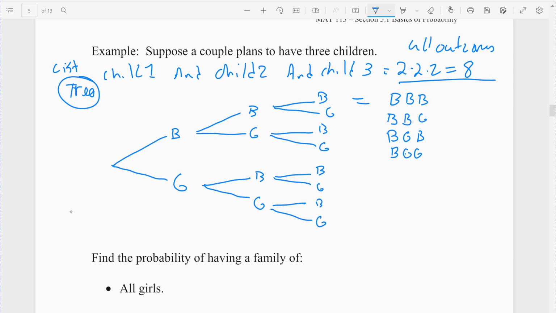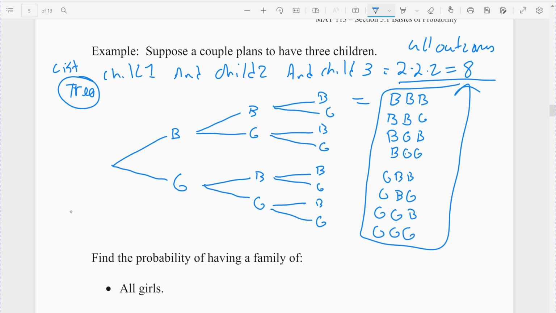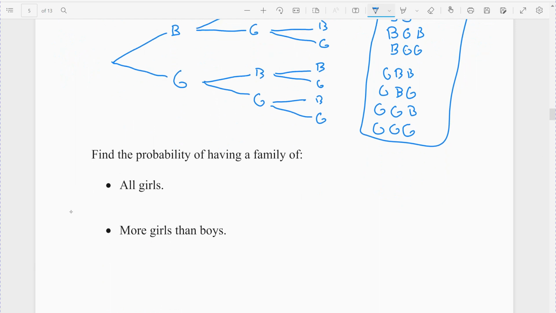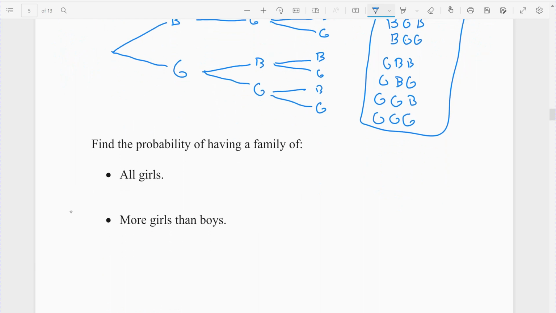And so again, you read down the branches. So girl, boy, boy, girl, boy, girl, girl, girl, boy, and then all girls. And if you count them out, there are 8 total outcomes. All right, depending on which order you have the child in. The order matters, right? Because it's different if the boy is the eldest versus the girl is the eldest. So again, there are the 8 possible outcomes. Once we know that, then it's a little easier to answer the questions.